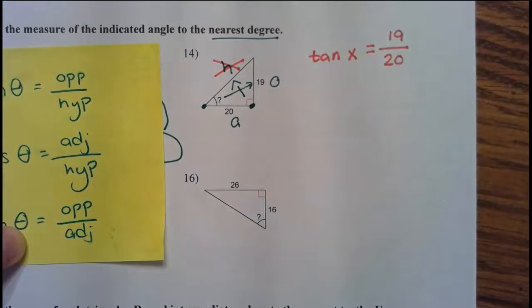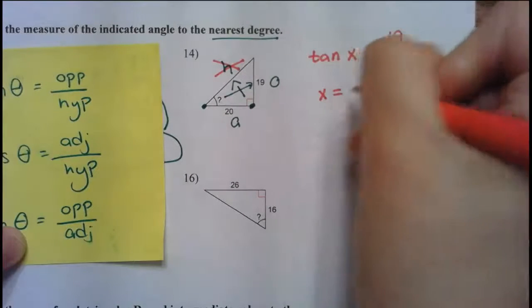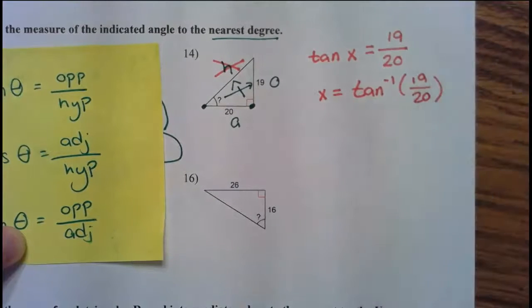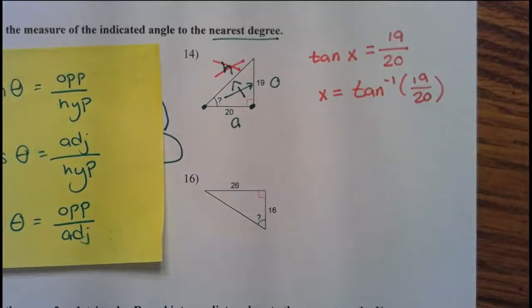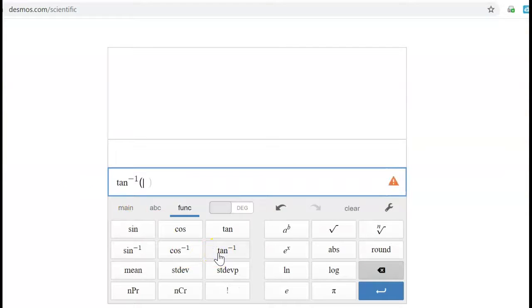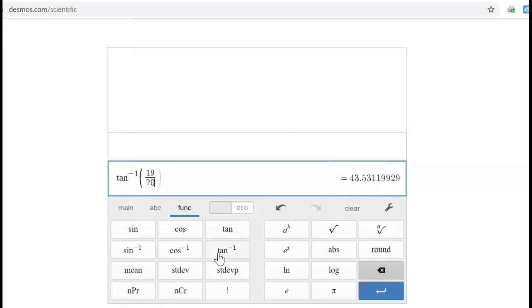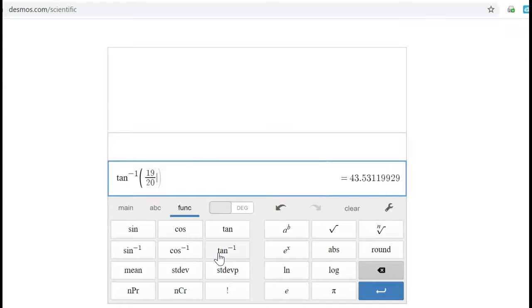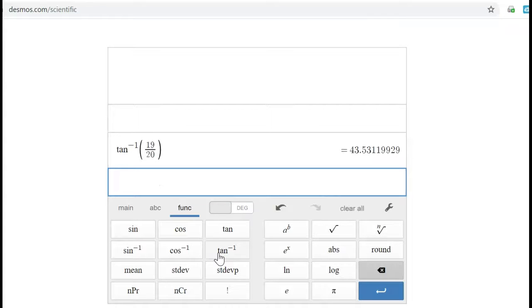We are finding the angle, which means we do the inverse. So I'm going to switch that so it's tangent inverse on the other side. And then I just type that in the calculator. 19 divided by 20. So that is x equals, and we're rounding to the nearest degree, which means whole number, so we are rounding up to 44 degrees.